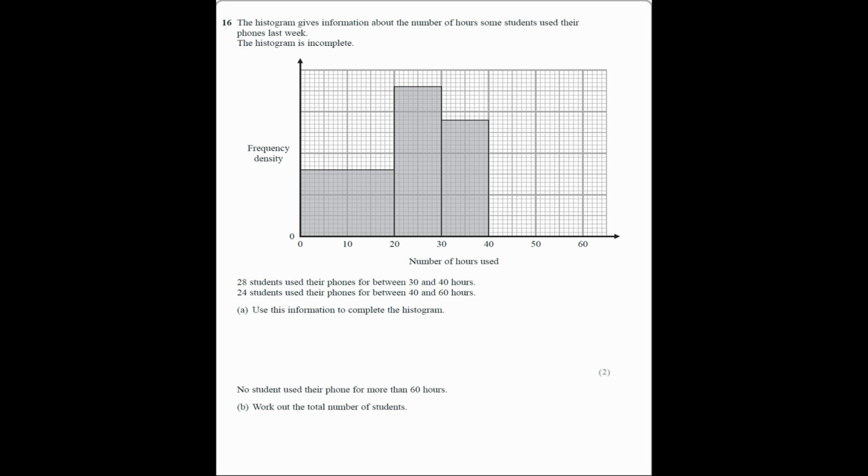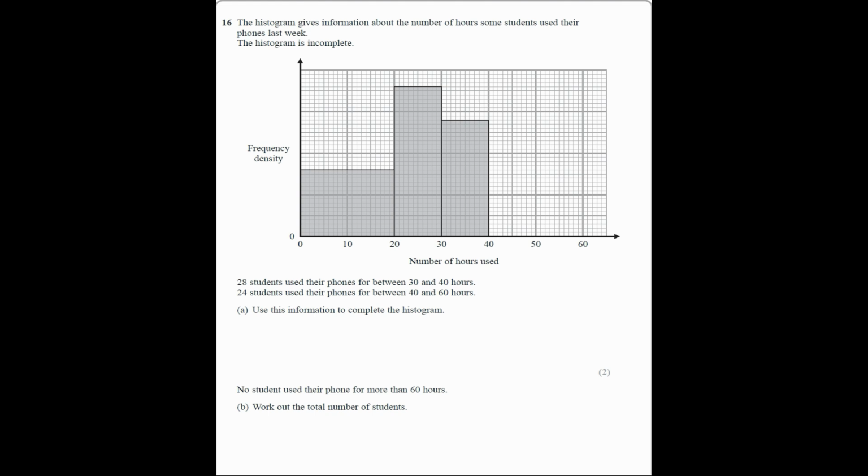Okay, let's start question number 16. The histogram gives information about the number of hours some students used their phones last week. The histogram is incomplete. So you are given a histogram where 28 students used their phone for 30 to 40 hours. 24 students used their phones for between 40 to 60 hours. You are asked to complete the histogram and find the total number of students. So let's begin by checking the bar that's already drawn. We will make sure the height matches the data before moving on.